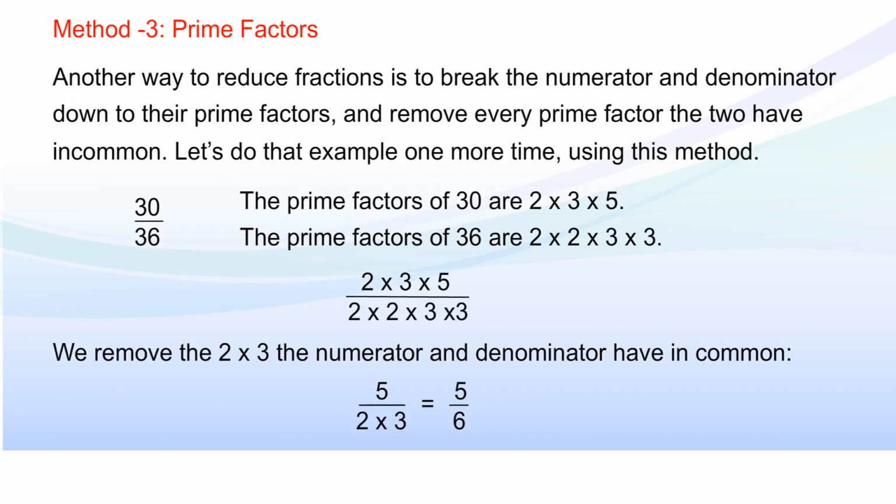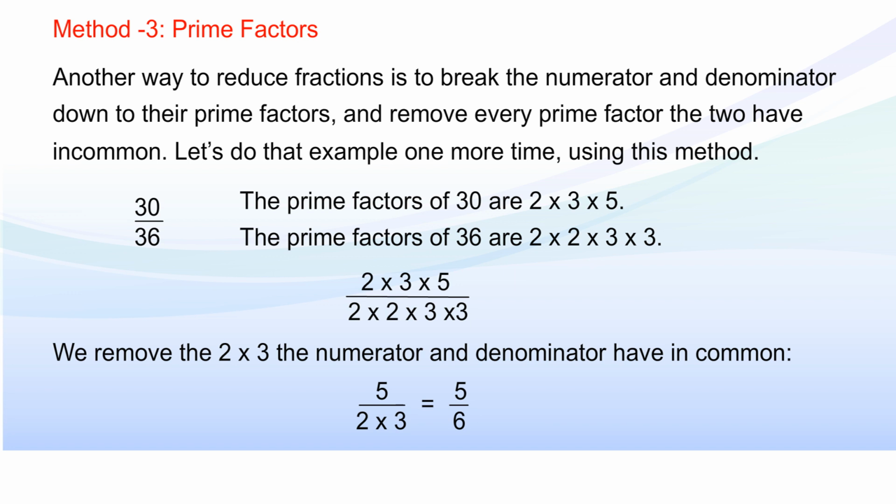Method 3. Prime factors. Another way to reduce fractions is to break the numerator and denominator down to their prime factors and remove every prime factor the two have in common. Let's do that example one more time using this method.